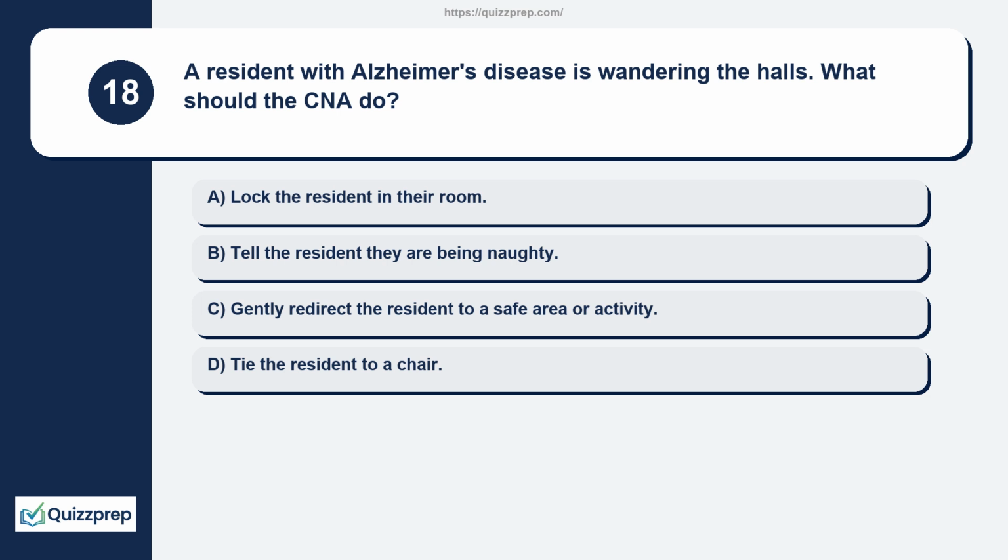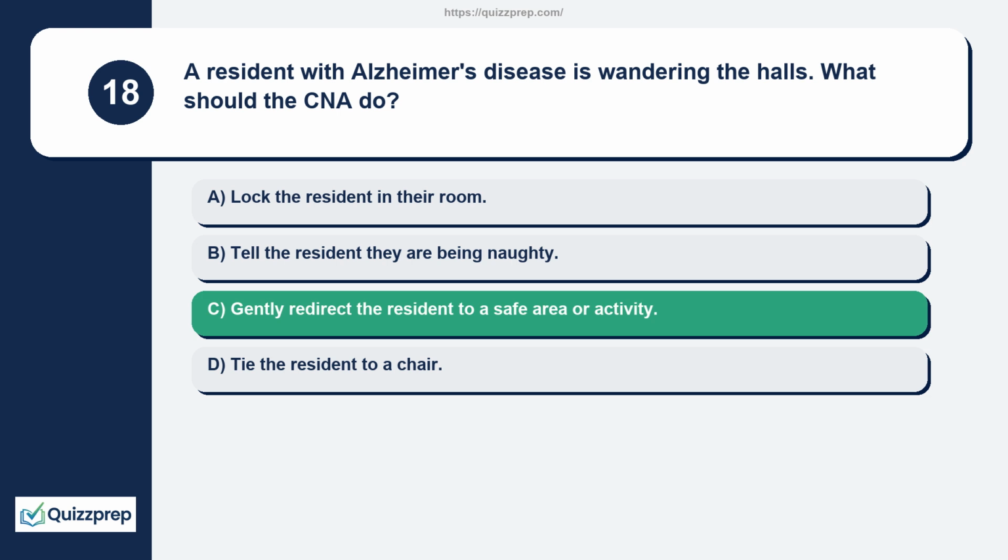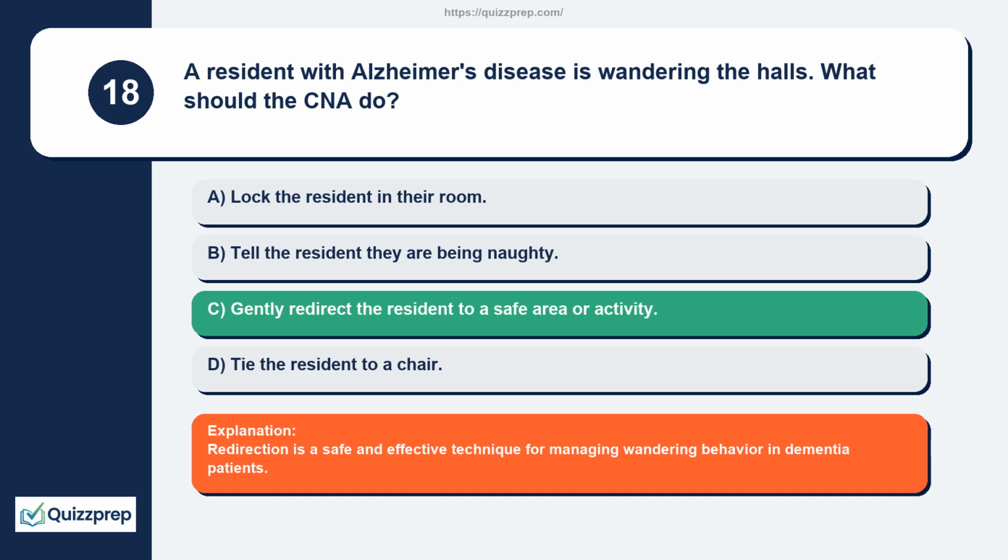Question 18. A resident with Alzheimer's disease is wandering the halls. What should the CNA do? Lock the resident in their room, tell the resident they are being naughty, gently redirect the resident to a safe area or activity, tie the resident to a chair. Redirection is a safe and effective technique for managing wandering behavior in dementia patients.